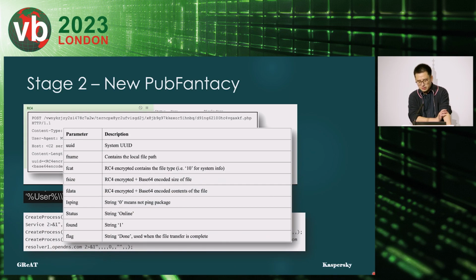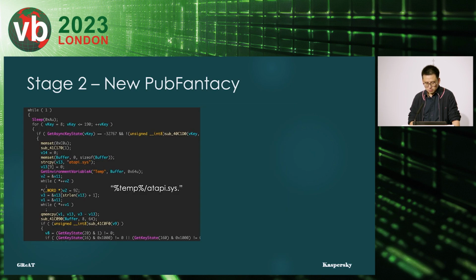The basic parameters are the same as the old version, but there are a few additional ones, such as is pin, states, and font. These three parameters did not exist in the old version. After successfully going online, it creates a thread for logging keyboard input, just like the old version. However, the developer has rewritten this function, so there's no similarity to the old version. And the keylog file name has been totally changed to the temp folder and AT-API.sys.